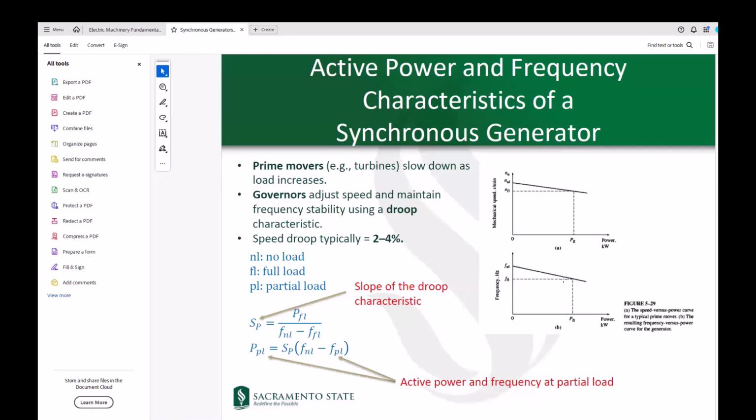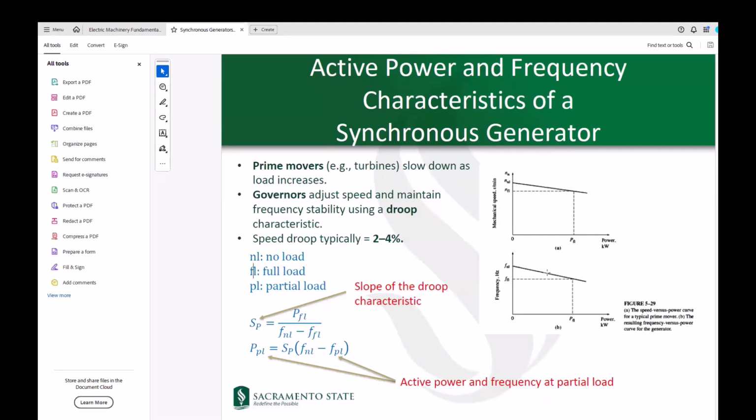This is what we call the droop line, where the droop slope is typically around 2 to 4%, and it's negative by nature, which means that if you deliver more power, then the frequency will drop. So pay attention to these conditions: no load, full load, and partial load. Partial load means something in between 0 and full load. So somewhere around here, we are always operating our generator between the no load and full load conditions, right?